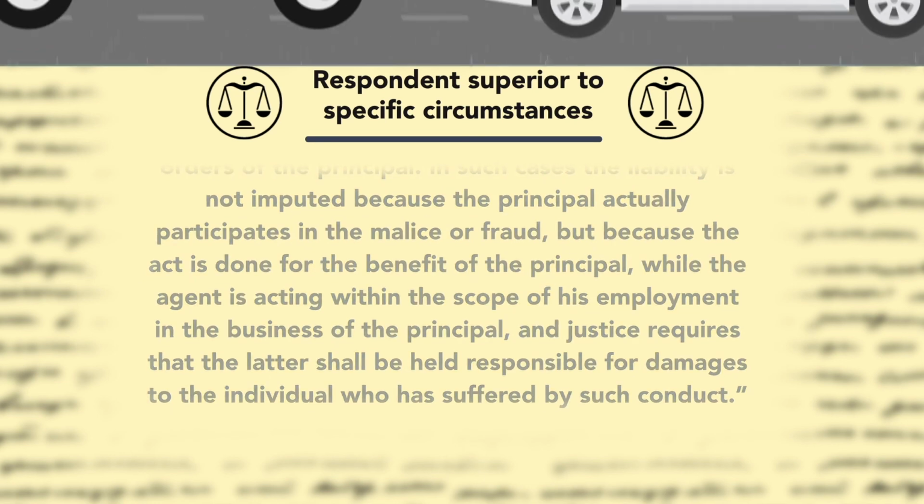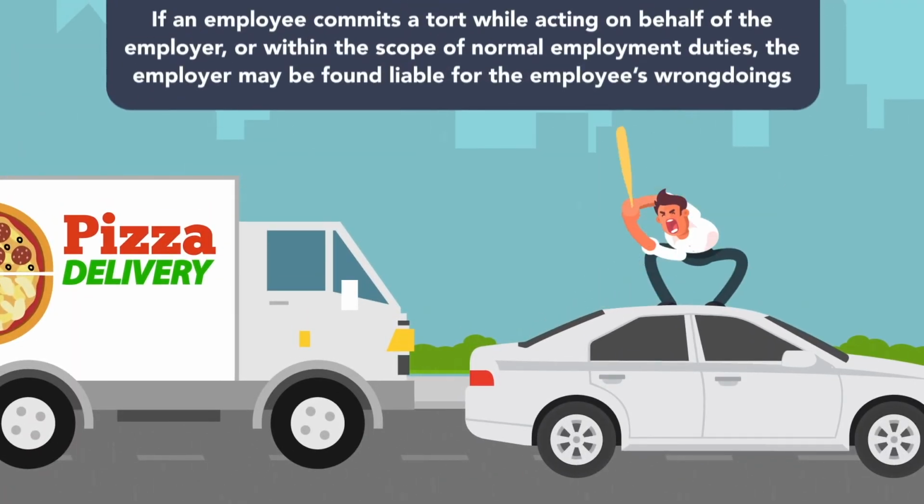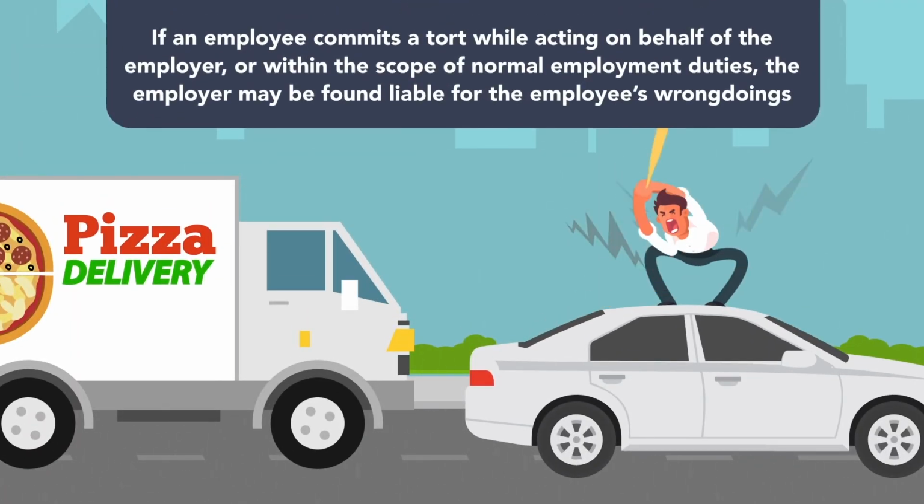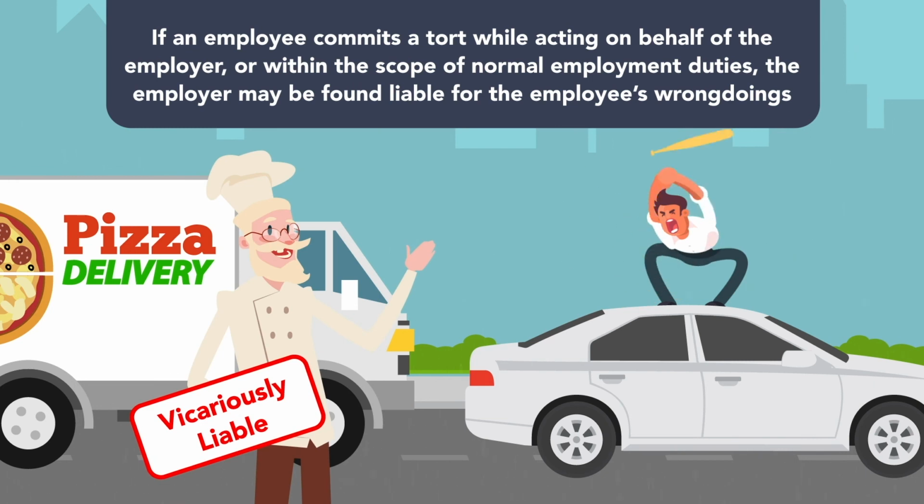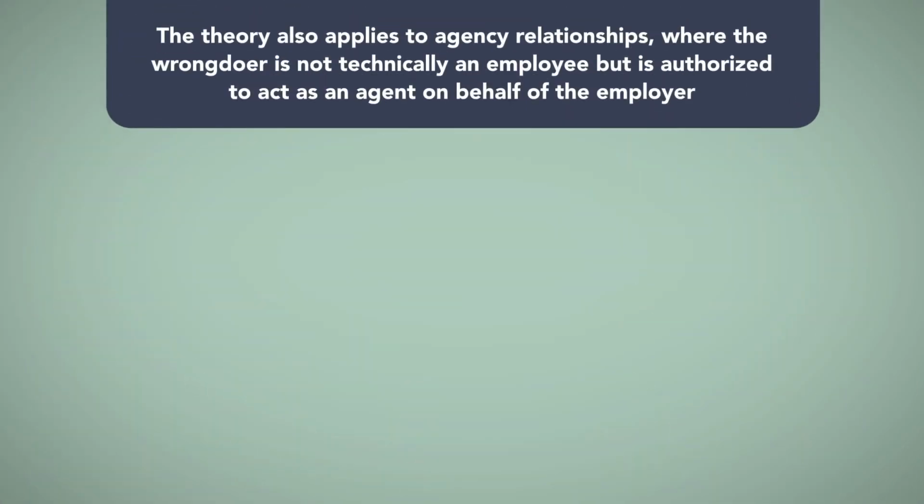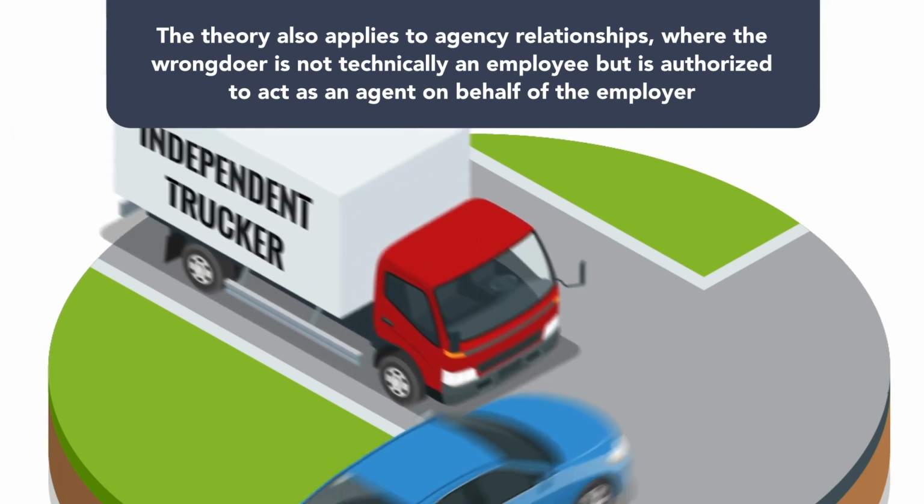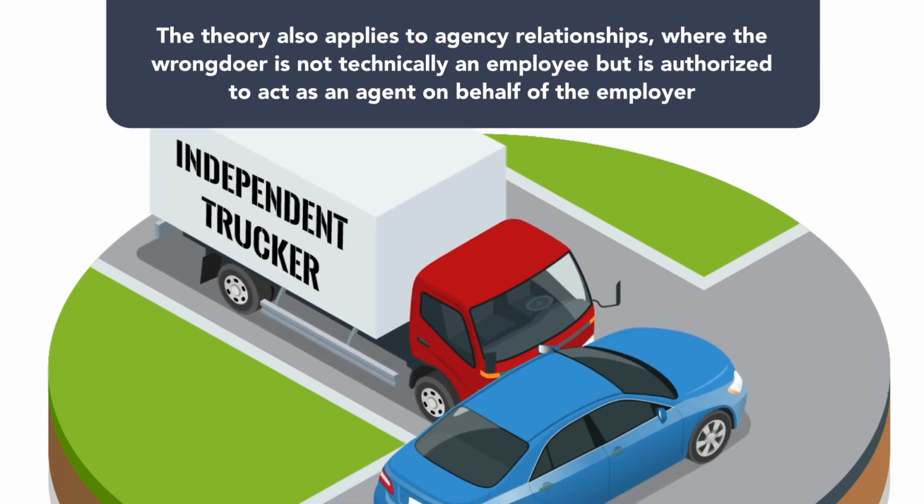To summarize the court's opinion, if an employee commits a tort while acting on behalf of the employer or within the scope of normal employment duties, the employer may be found liable for the employee's wrongdoings. The theory of respondeat superior also applies to agency relationships, where the wrongdoer is not technically an employee, but is authorized to act as an agent on behalf of the employer.